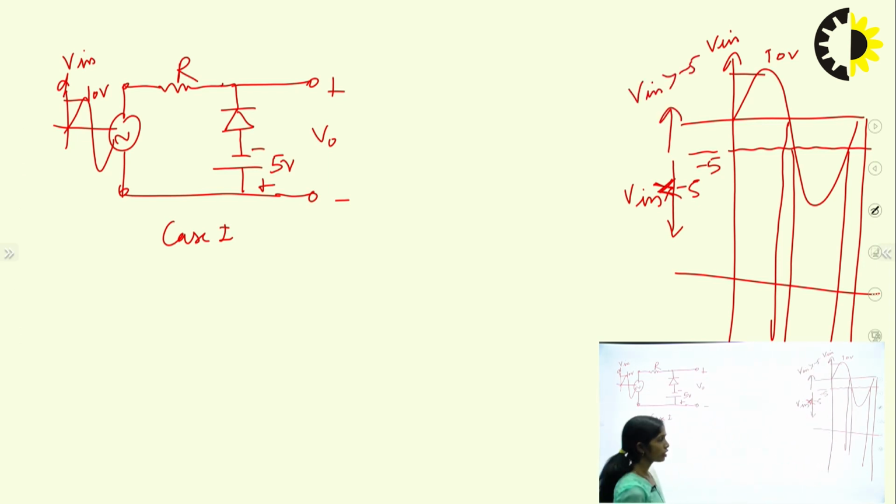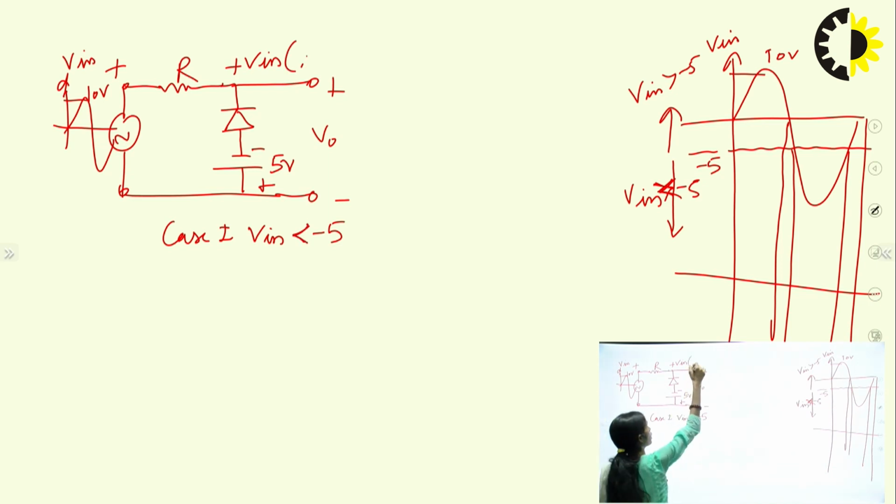So again, we will take the two cases. Case 1, I am taking V in lesser than minus 5. So for V in lesser than minus 5, this is plus V in and this is minus 5. Now I am taking V in lesser than minus 5. That means this is at lower potential and this is at higher potential. This is at lower potential and this is at higher potential with respect to this.